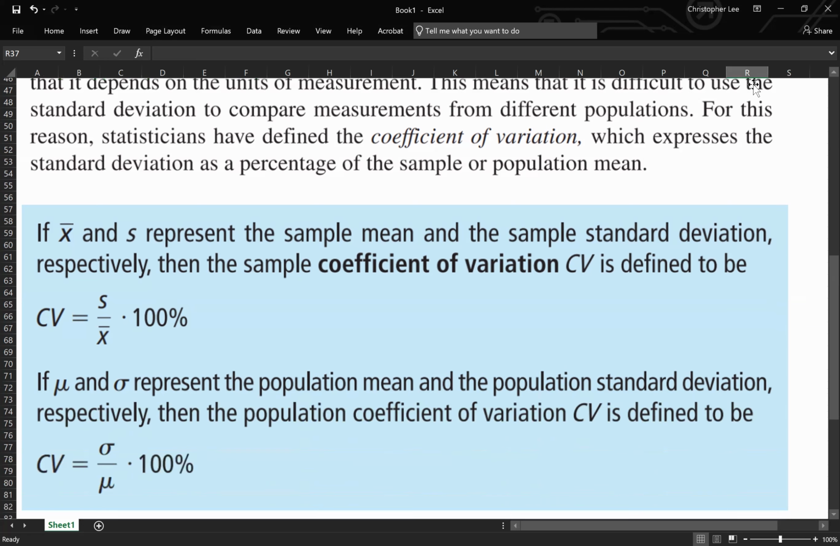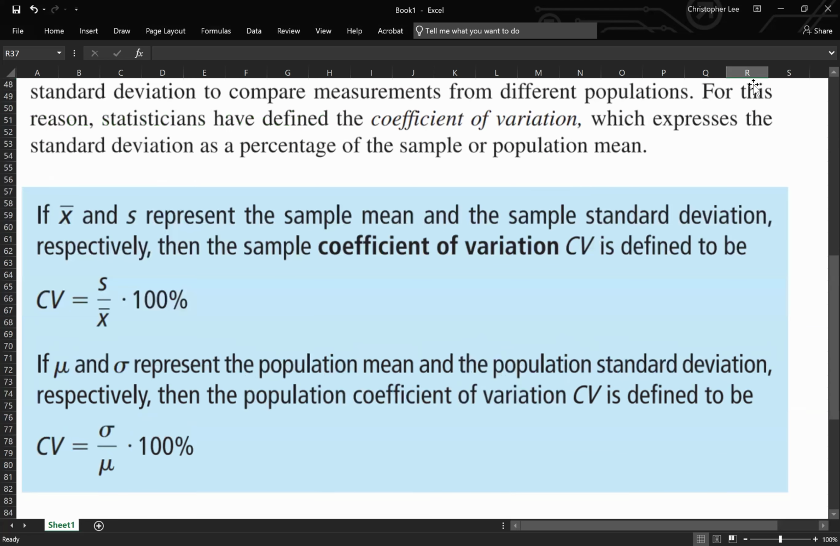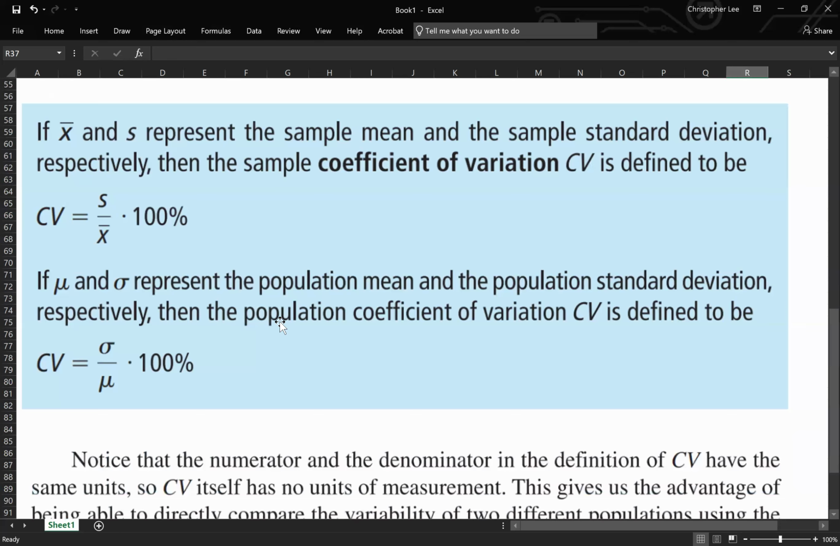If X bar, which is the sample mean, and S, which is our sample standard deviation, represent the sample mean and sample standard deviation respectively, then the sample coefficient of variation, written as CV, is going to be the sample standard deviation divided by the sample mean times 100%. If mu and sigma represent the population mean and the population standard deviation, respectively, then the population coefficient of variation, CV, is defined to be sigma divided by mu times 100%.